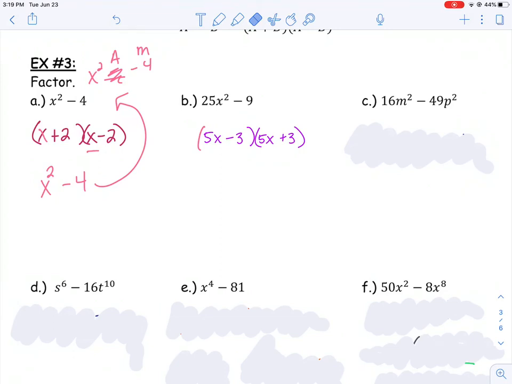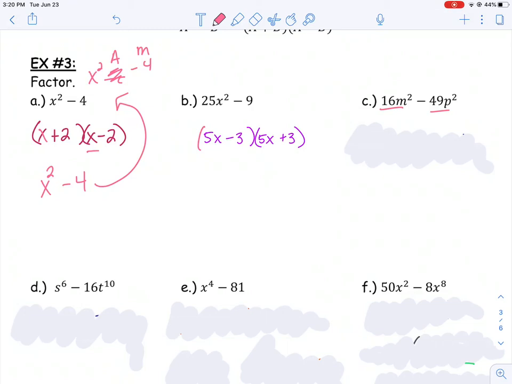Let's do another one. All right, I have a 16m squared minus 49p squared. And it's kind of in order. Is there a GCF? Is there a number I can take out of 16 and 49 equally? I don't think so. And it looks to me like there's two terms, so let's see if this is a difference of squares. Well, I notice that there's a subtraction sign in between. And is 16 a perfect square? Is 49 a perfect square? Can I break down an m squared equally and a p squared equally?